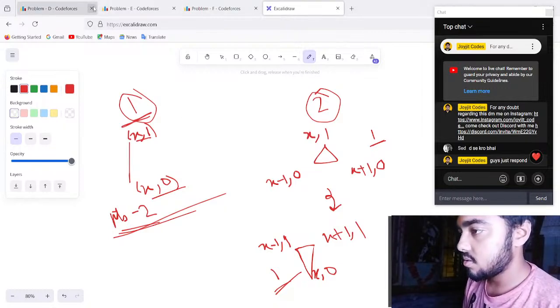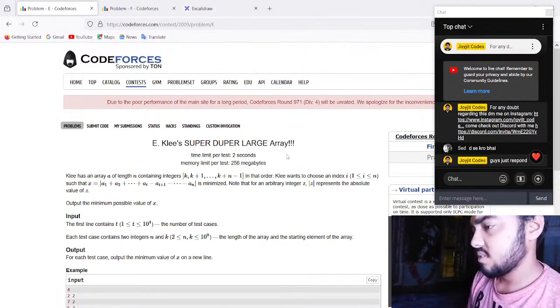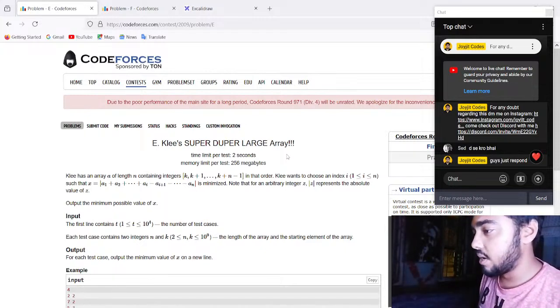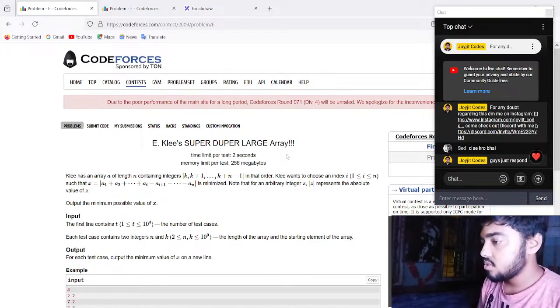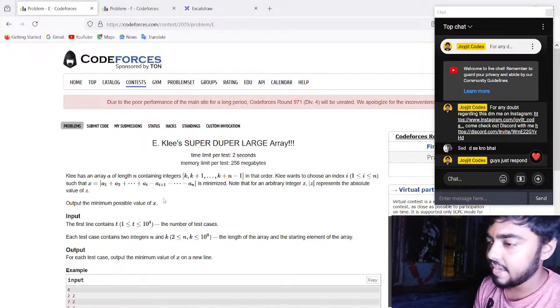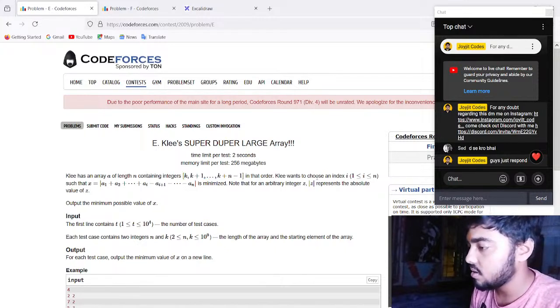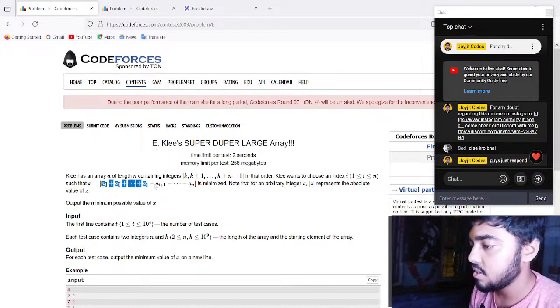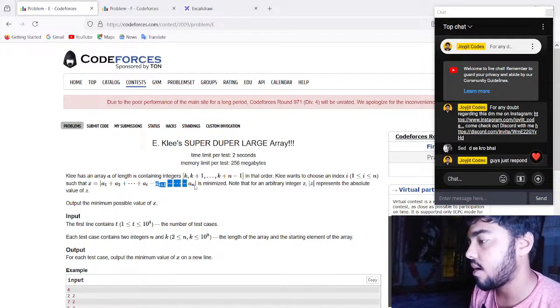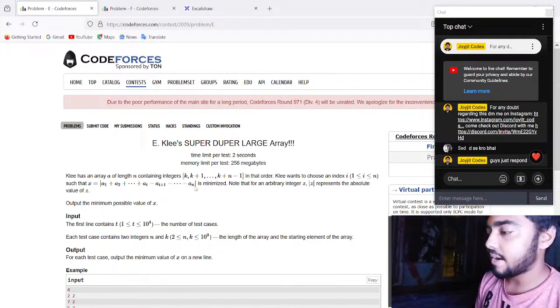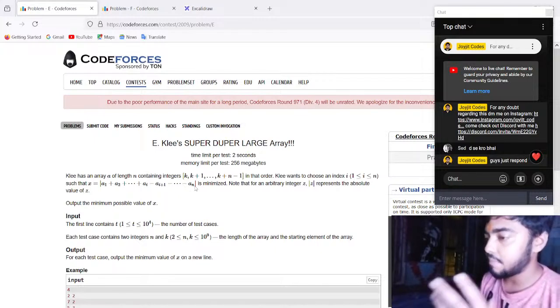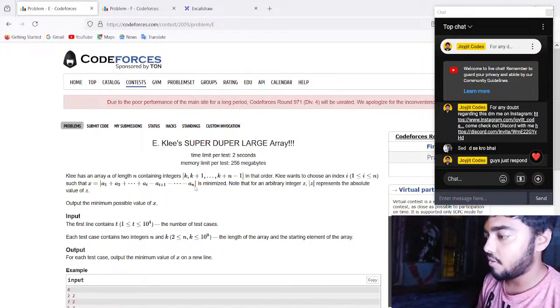Klee's draw. Okay, Klee's super duper large array. So basically Klee has an array A of length n, where the elements are k, k plus 1, till k plus n minus 1. The length of the array is n, and he wants to choose an integer I such that the summation of all the elements from the first position to the ith position and the summation from the I plus 1 position to the nth position, if we subtract them and take the absolute value, is minimized. So we have to find the minimum possible value of that absolute value.